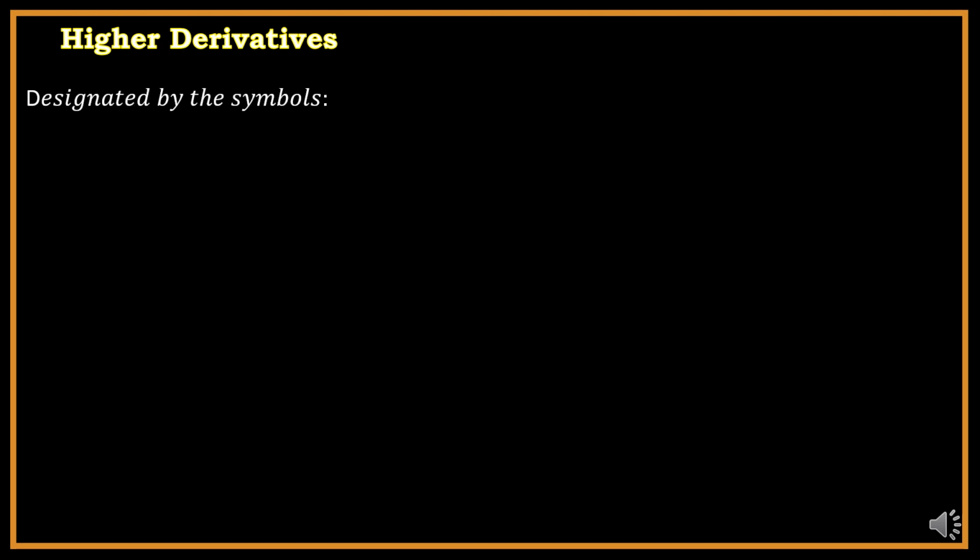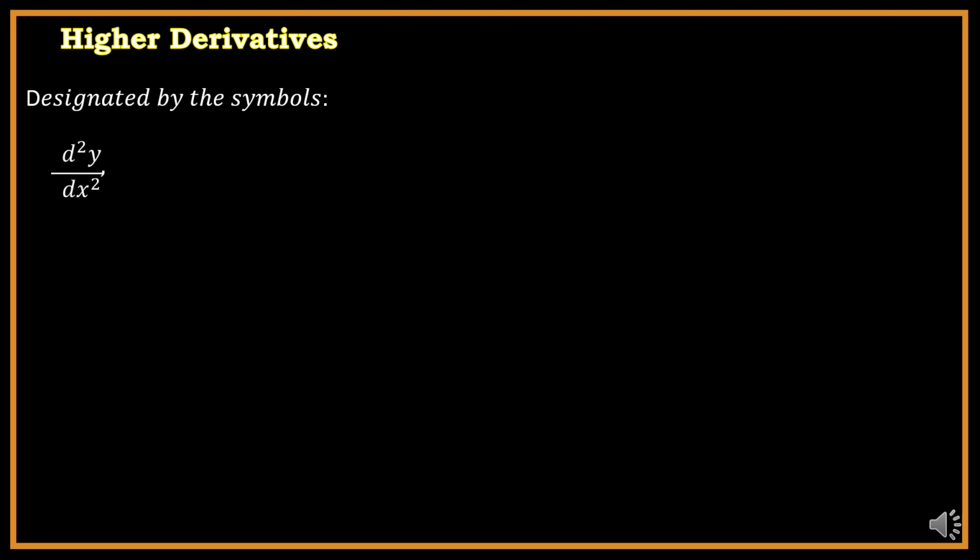In this video, I will discuss higher derivatives. Higher derivatives are designated by the symbols in terms of dy over dx. The second derivative, which is the derivative of the first derivative, is d squared y over dx squared.